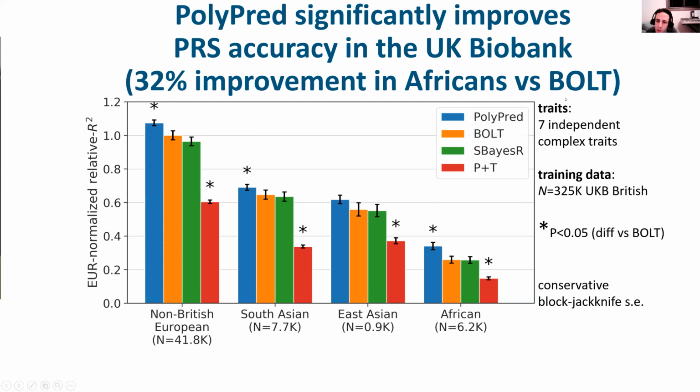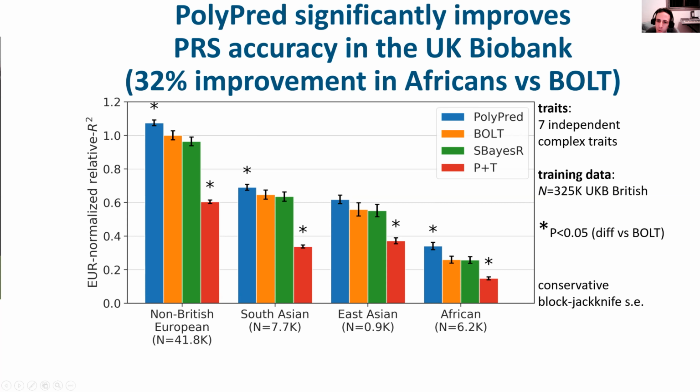What we did is we took 7 independent complex traits. This included traits like height and BMI and blood measurements and glucose levels and bone mineral density, and a bunch of traits that are really independent from each other so that we don't double dip. And our training data was British people in the UK Biobank. So we took 325,000 people in the UK Biobank with British ancestry. This was the average size of the training set.